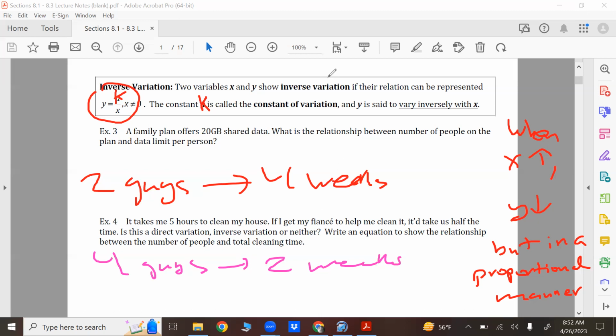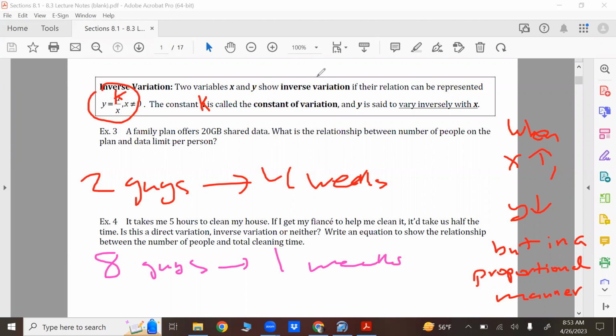Or what if your parents are like, no, we have a big party coming up, we've got to get this done even faster, right? I want it done in 1 week. How many guys do you need? 8 guys. Why 8 guys? Well, go from 4 to 1. What do I divide by? So what's the opposite of dividing by 4? What's 2 times 4? 8. That's inverse variation.